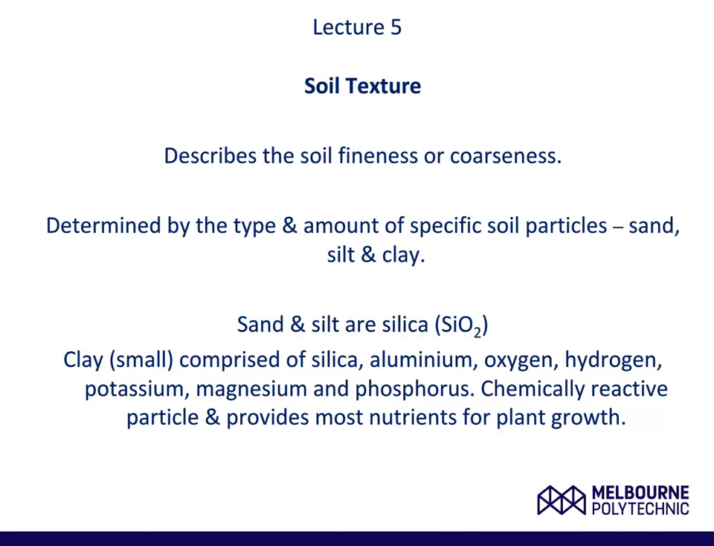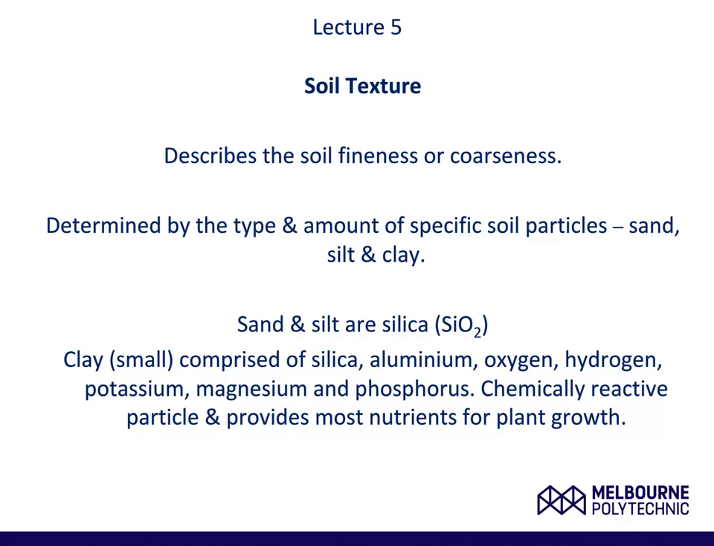Sand and silt are principally silica, while clay, being the smallest compound, is comprised of a mix of compounds which include silica, aluminium, oxygen, hydrogen, potassium, magnesium and phosphorus.